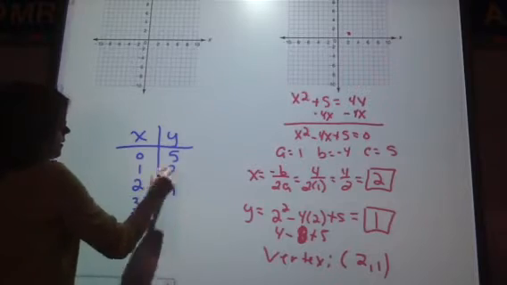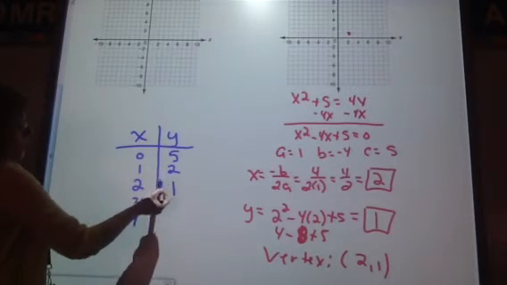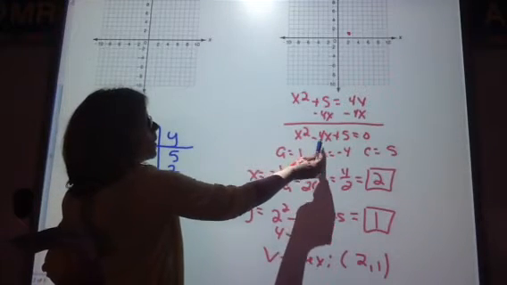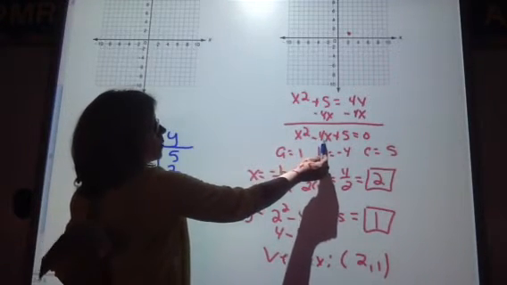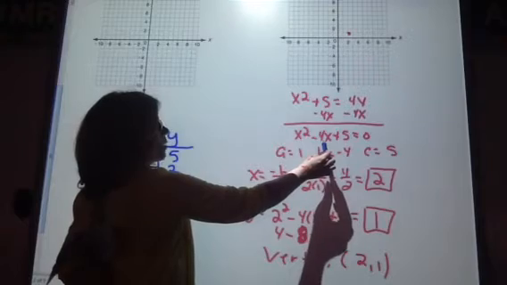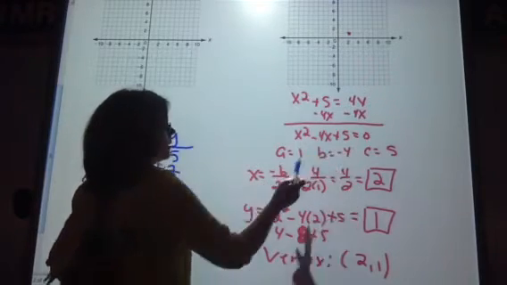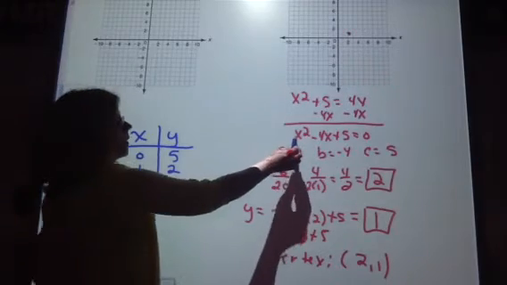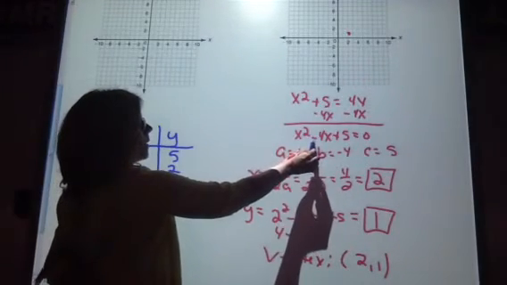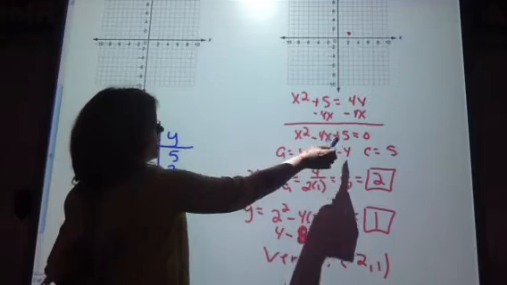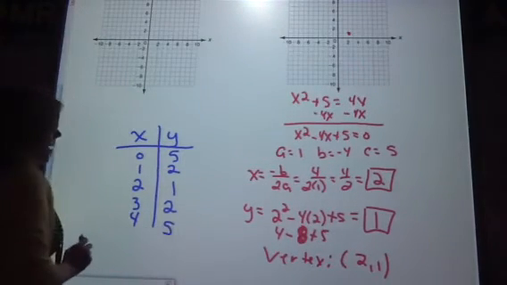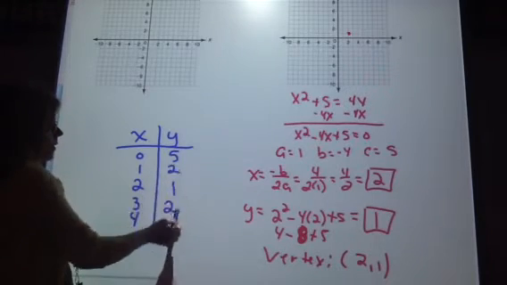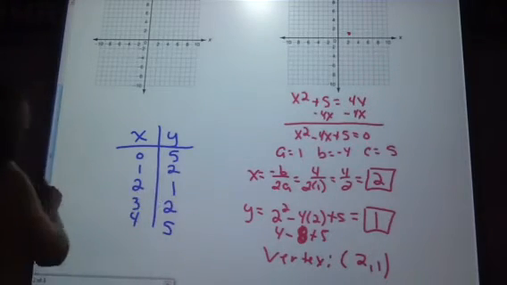There's where my 2 is. Now this one here should be a 2, but let's double check. 3 squared is 9, minus 12, which is a negative 3, plus 5, positive 2. Then substitute your 4 in. 4 squared is 16, minus 16, plus 5, and that gives me 5. Now this is interesting. We have no y coordinate that is 0. So let's see what this looks like when we graph it.